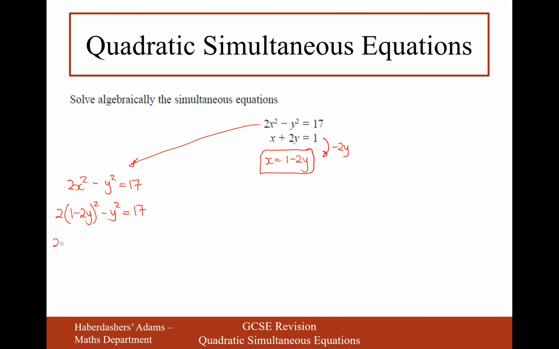Now I'm going to leave the 2 at the front and expand this double bracket together first. Then I'll double everything on the inside. So the expansion of the bracket is going to be 1 minus 4y plus 4y squared. Then we take away the y squared at the back because that's still there, equals 17. Let's now double everything that's inside the bracket.